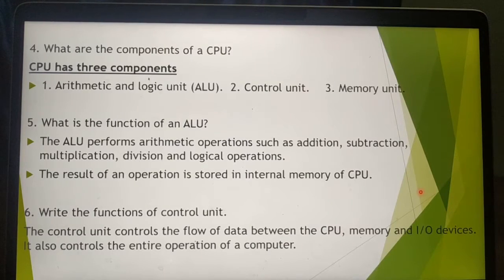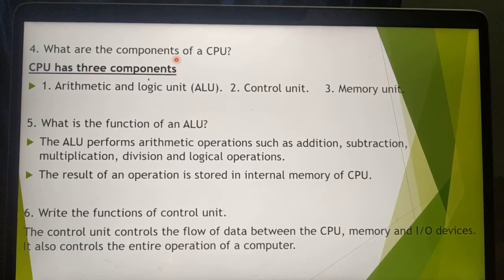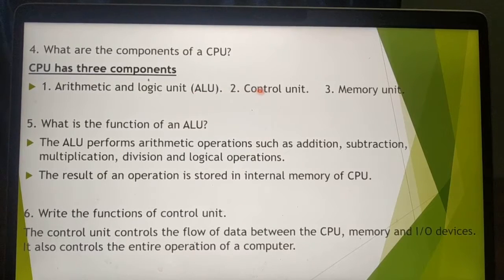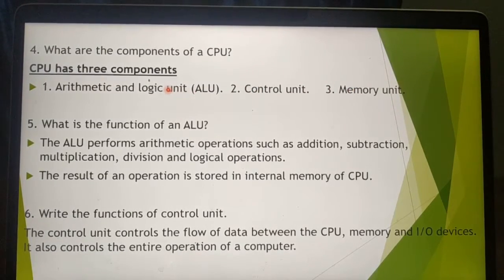Then the fourth question, what are the components of a CPU, central processing unit? Arithmetic logic unit, control unit and memory unit. These three are the components of the central processing unit.